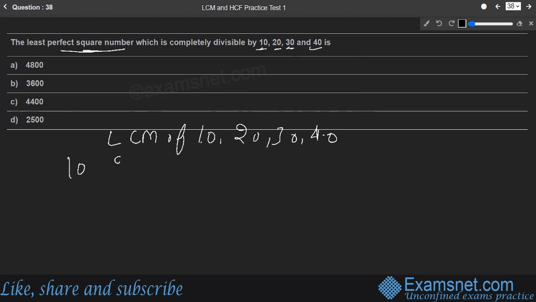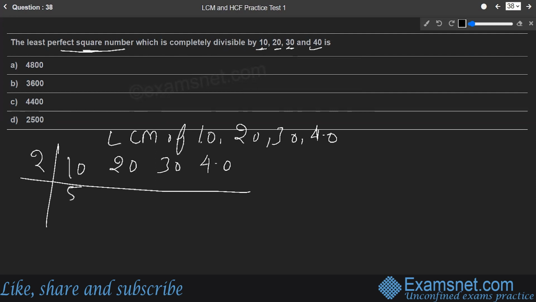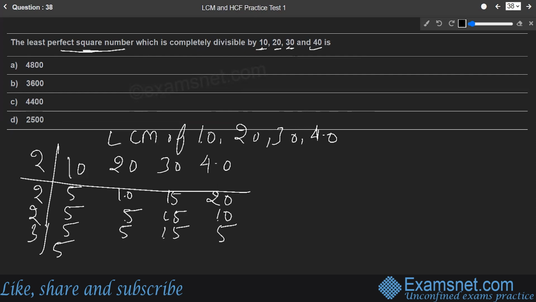We'll do it the basic method, 10, 20, 30, and 40. Cut it by 2: 5, 10, 15, and 20. Again cut it by 2: 5, 5, 15, and 10. We can again cut it by 2: 5, 5, 15, and 5. Now we cannot cut it by 2, we can cut it by 3 rather. So it's 5, 5, 5, and 5 again. Then we can cut it by 5, so we get 1, 1, 1, and 1.